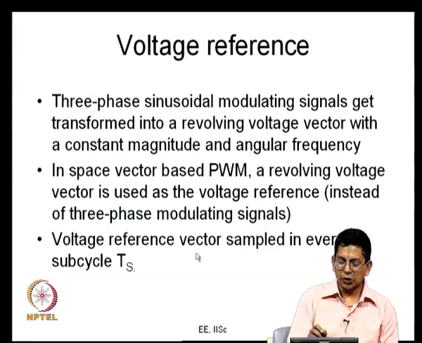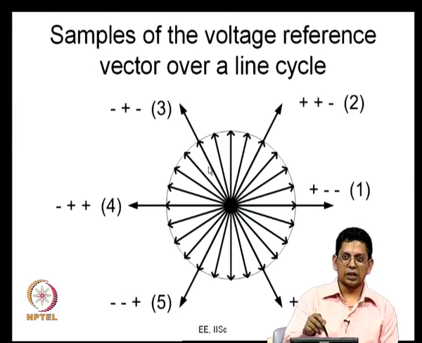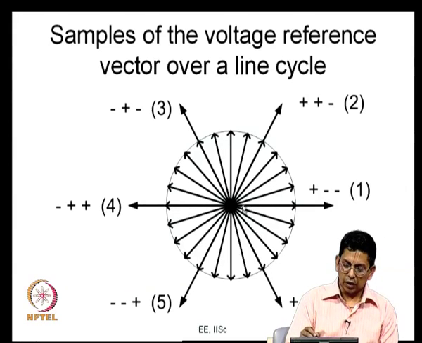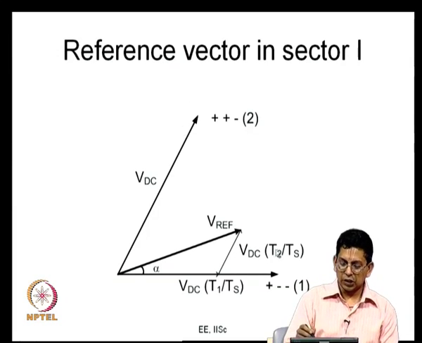this voltage reference vector is sampled every subcycle, and the sampled value of the reference vector gives the voltage command for the inverter. So, if you consider a revolving voltage vector and it is sampled at equal intervals of time, you are going to get samples like this, as I had said before. And in any particular subcycle, you may have a commanded reference vector, say like this or say like this. When you have a commanded reference vector, so say this is the vector, what you do is you try to produce this by time averaging these vectors V1, V2 and null vector.